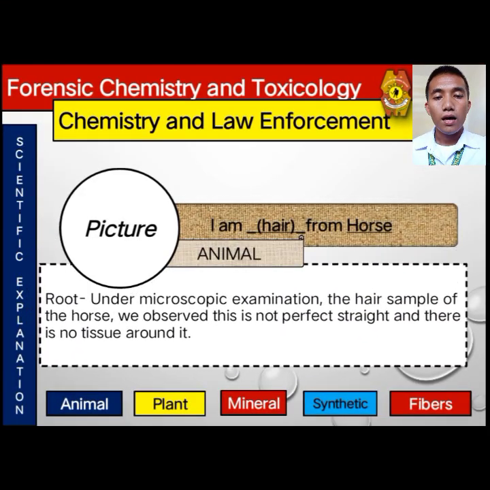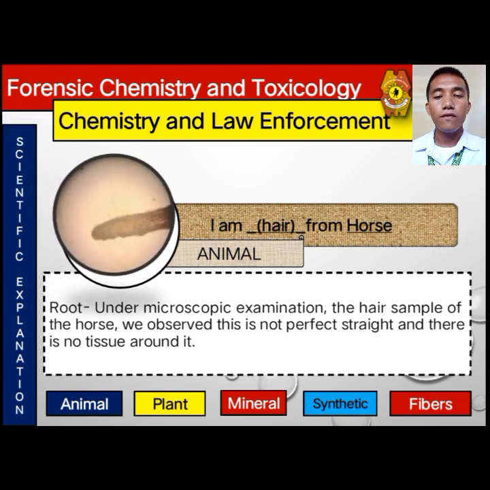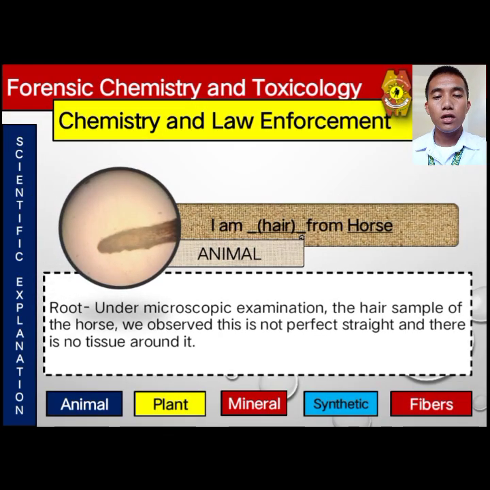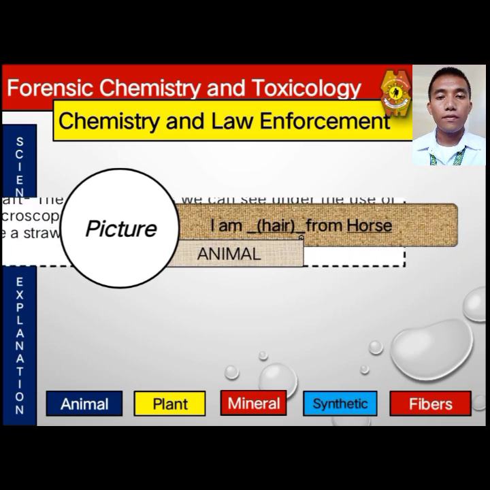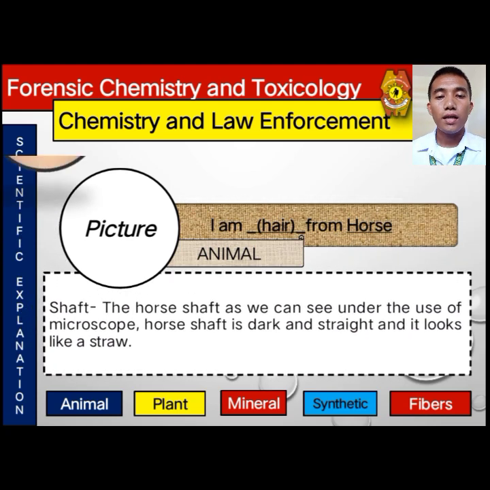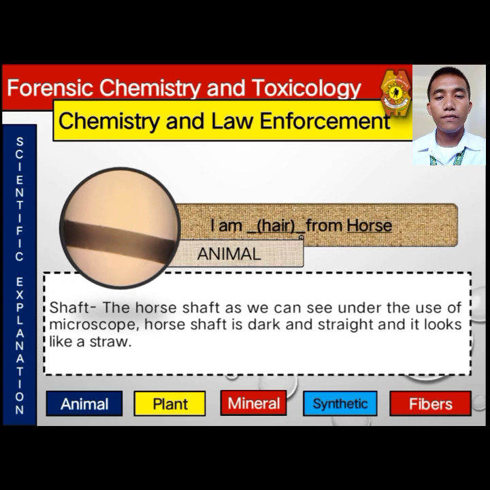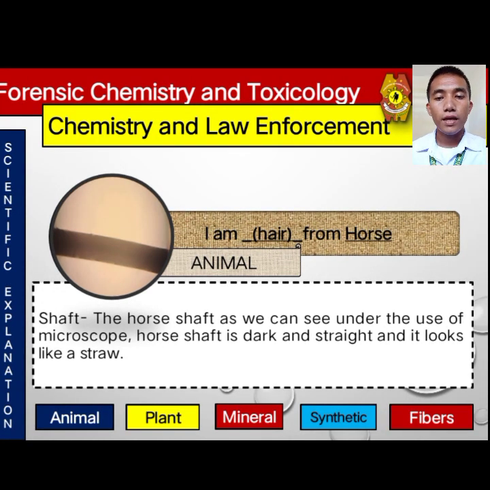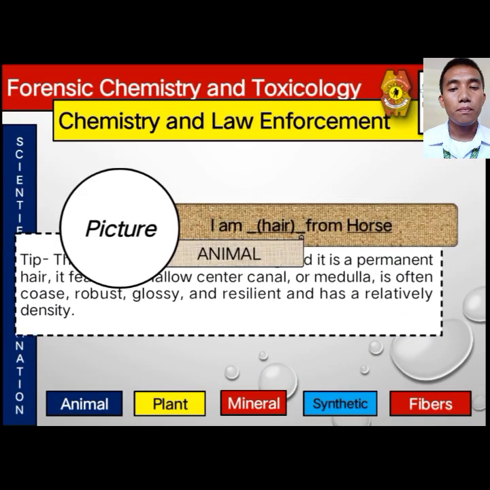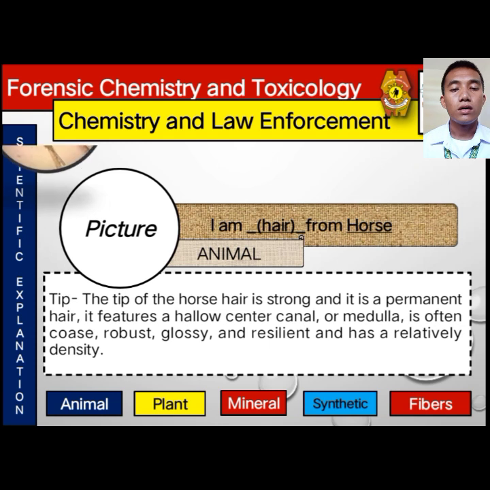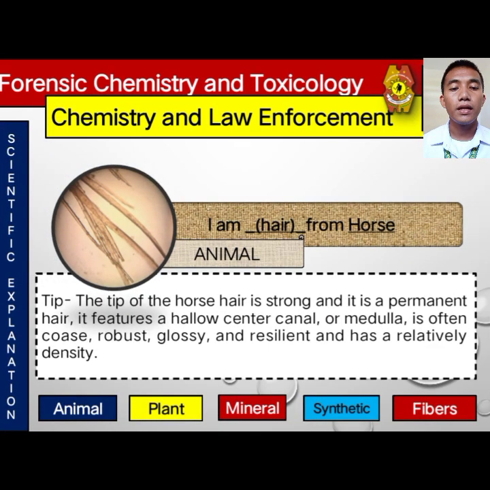The root. Under the microscopic examination of hair samples of the horse, we observe it is not perfectly straight and there is no follicle around it. The shaft. As we can see under the microscope, the horse shaft is dark and straight and it looks like a drinking straw. The horse tip. The tip of the horse is strong and it is a permanent hair. It features a hollow center canal or medulla.